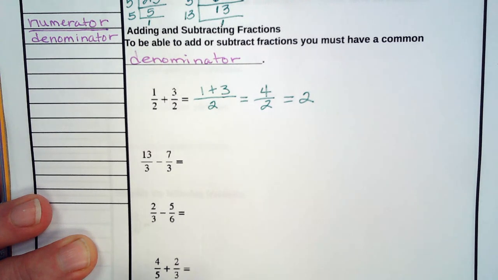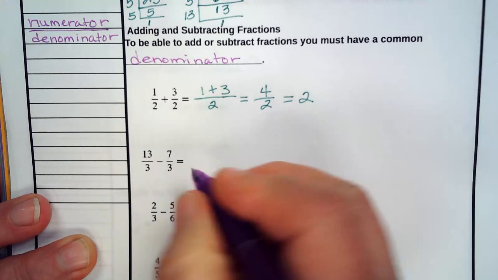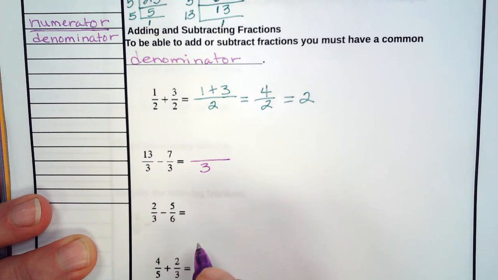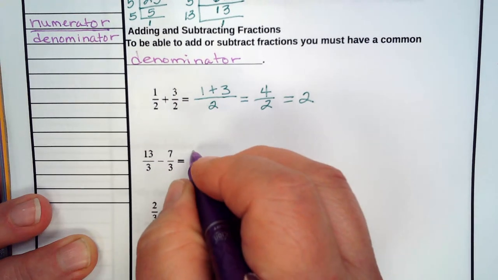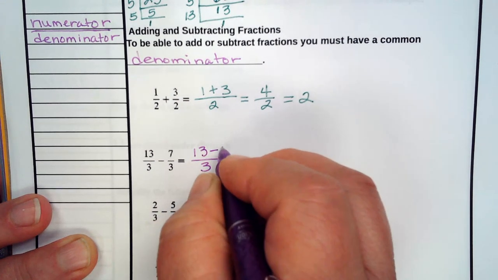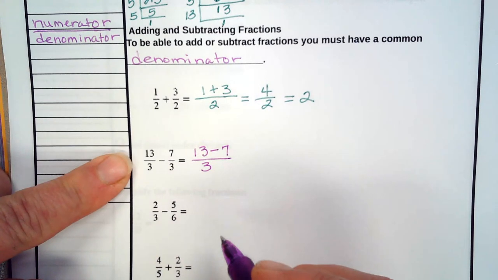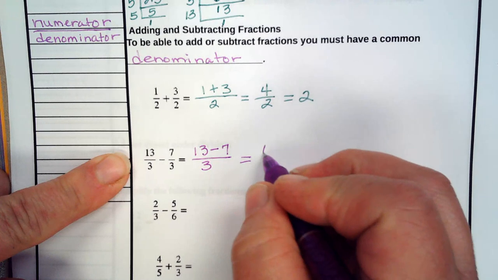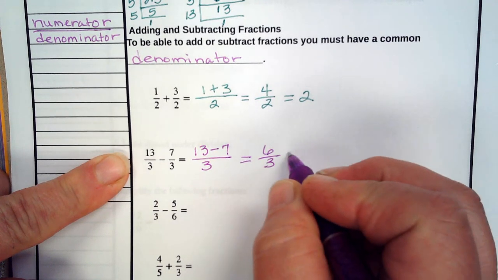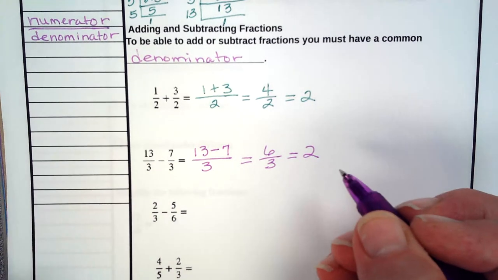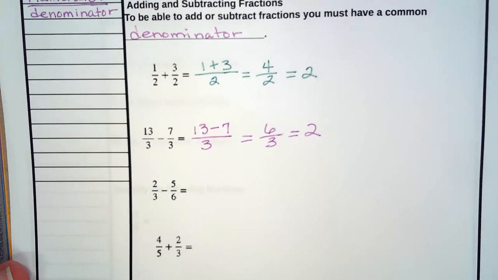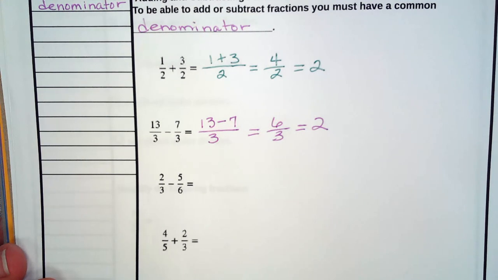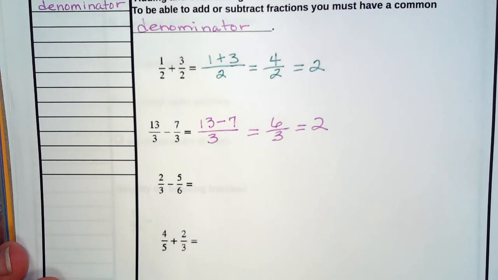How about the next one? Do we have that common denominator? Yes. That means we've got to focus on the numerator. 13 minus 7. That's all we're looking at. That gives me 6 over 3. 6 divided by 3 is also 2. As long as the denominators are the same, you can add or subtract the top numbers.